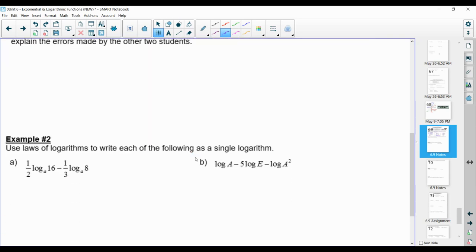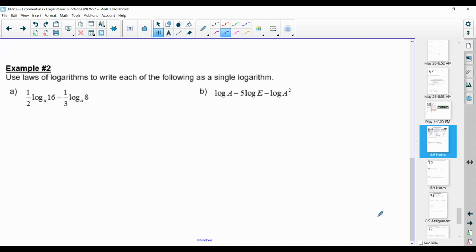All right, let's take a look at another example here. So we're being asked to use the laws of logarithms to write each of the following as a single logarithm. Now, as we work through these, we're going to be using all three laws: the power law, the quotient law, and the product law. Now, if I see a subtraction sign, that should be a cue to me to do the quotient law. Anytime I see numbers or coefficients in front of the logarithm, that tells me to use the power law. So I will often start by bringing these forward.